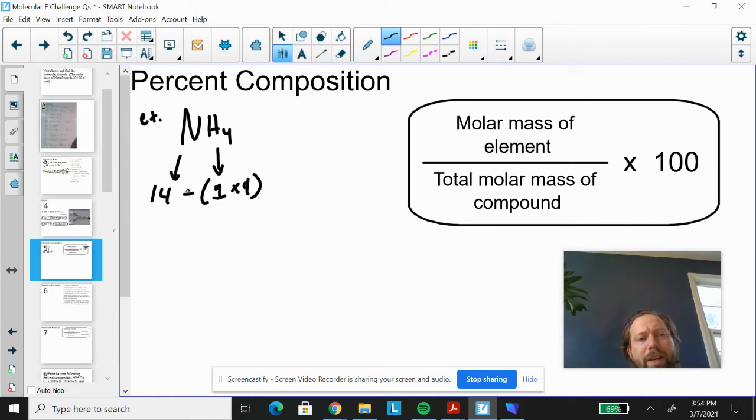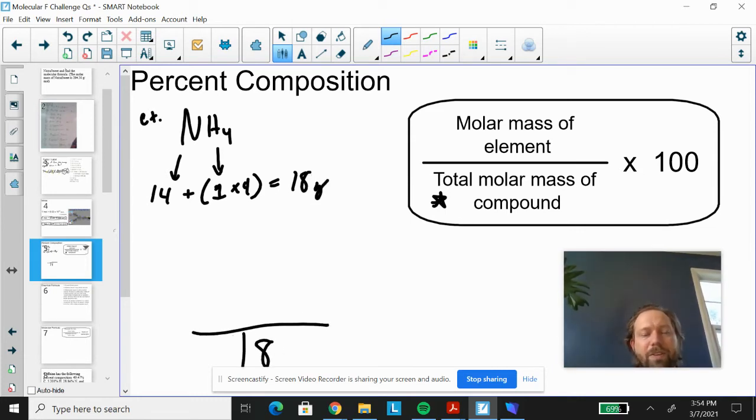You also want to write down what the total is, because that's going to be what's on the bottom of the fraction for each element. Right, the total is 14 plus 1 times 4 is 4. So 14 plus 4 is 18 grams. Okay, so that's what's going to be on the bottom, 18.